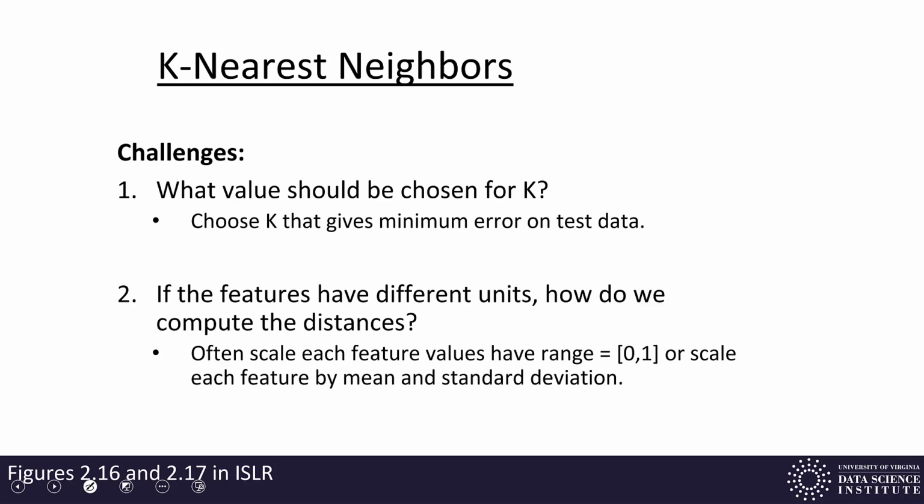So often what we do when we have features that are in different scales and we want to compute K nearest neighbors is we'll scale each feature value so that it has a range of 0 to 1, or maybe make them each have a mean of 0 and a standard deviation of 1, and use some sort of normalization method. K nearest neighbors can struggle on data where the distributions on the different features are different.